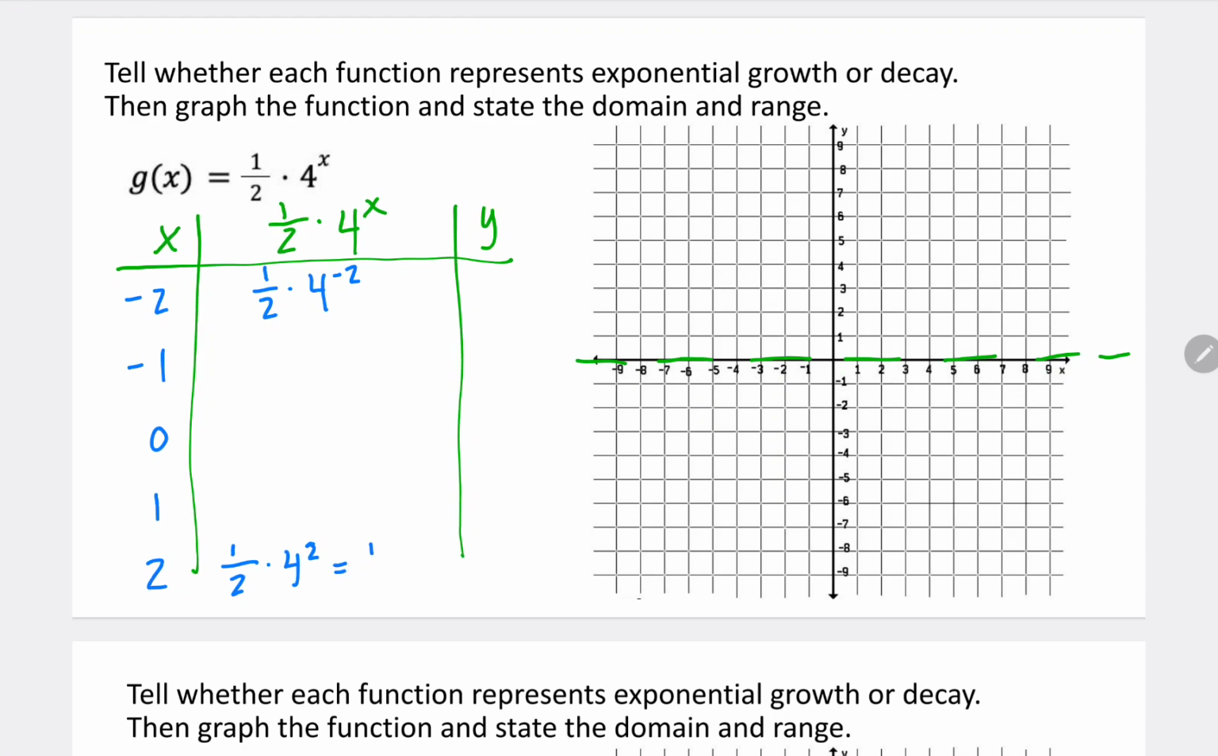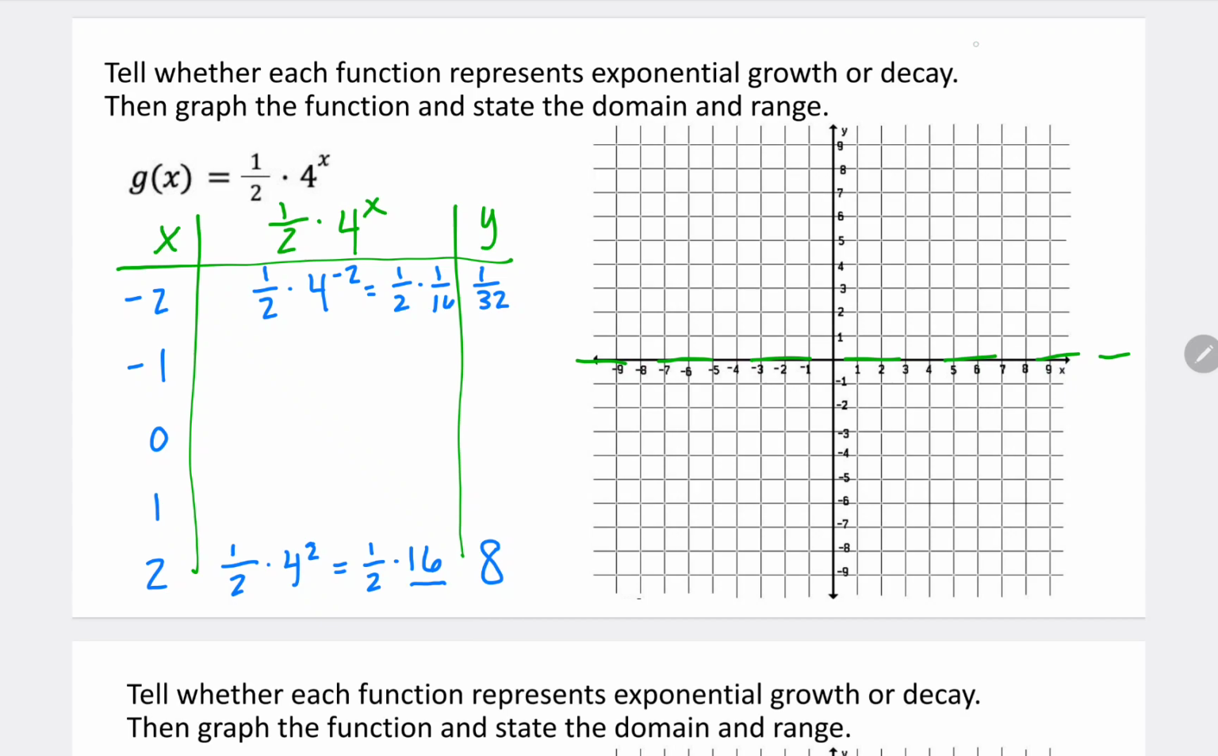4 squared is 16. So if 4 squared is 16, 4 to the negative second power is 1/16. So this is 1/2 times 1/16, or 1/32.